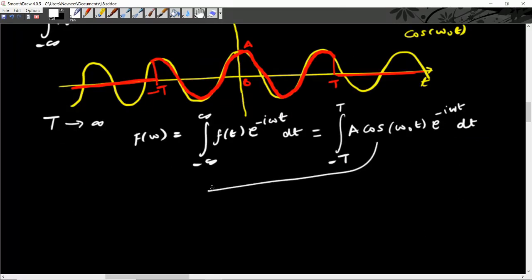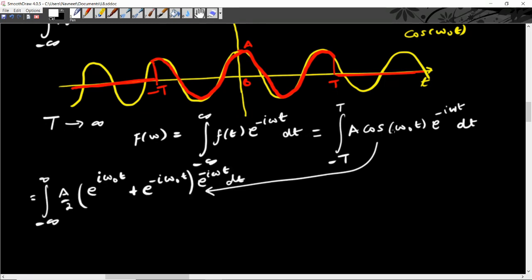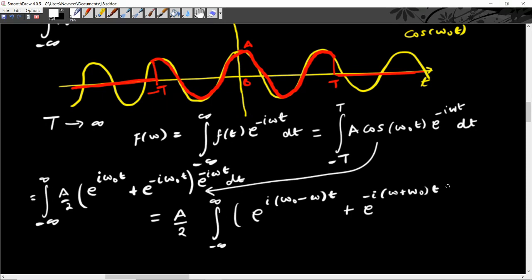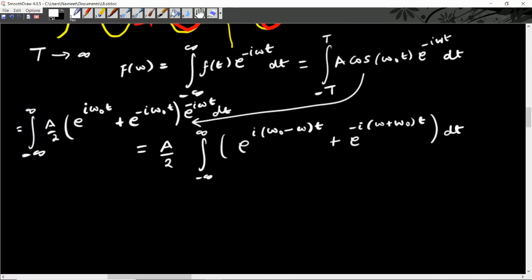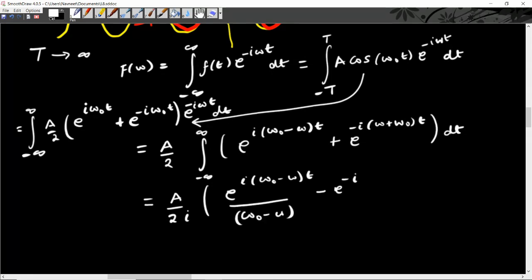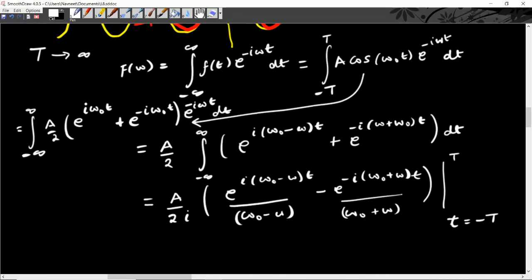Next we can use Euler's formula to write the cosine function in terms of complex exponentials, and therefore this particular integral can be written in terms of complex exponentials as this, which can be further simplified as this, which gives us this expression, and we'll now substitute the limits of t going from minus capital T to capital T. So once we substitute these limits, we can easily see that we'll get an expression that looks something like this.